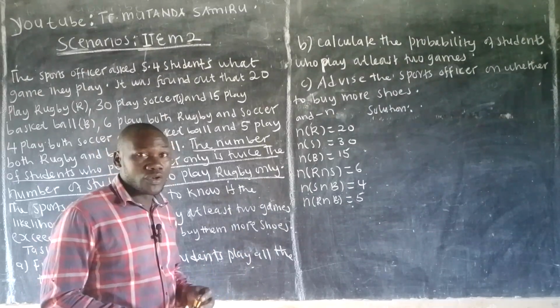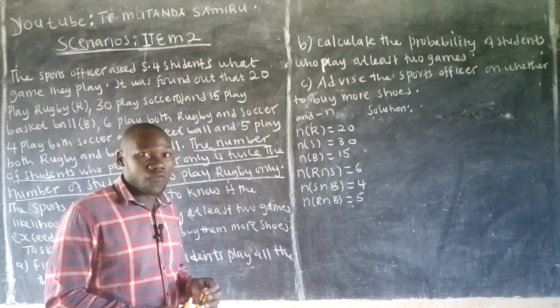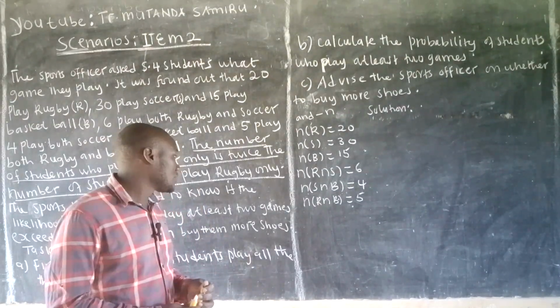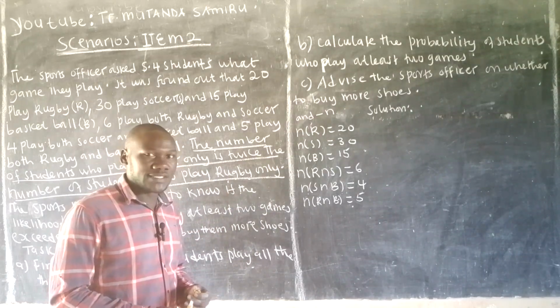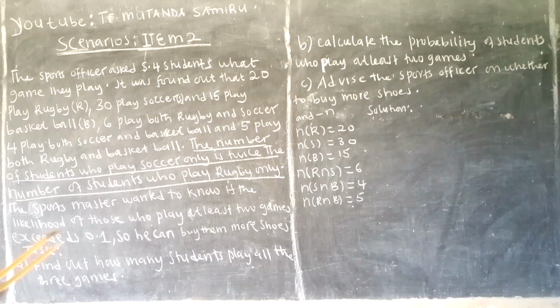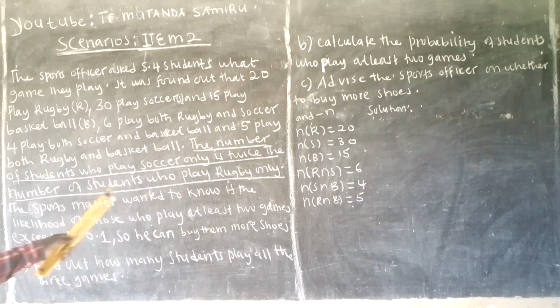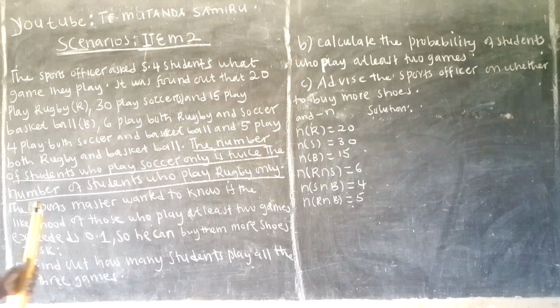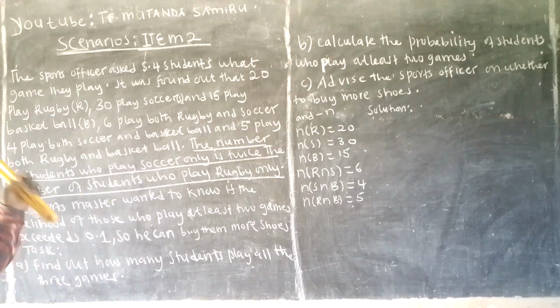All those logic parts were handled when we were handling the 2 set diagrams. So please go and watch from lesson 1 up to lesson 4. Those lessons contain all the logic parts and how we digest them. Good. Now they're saying the number of students who play soccer only is twice the number of students who play rugby only. That's the logic part. The sports master wanted to know the likelihood; we shall come to this. Let's first analyze the logic part.